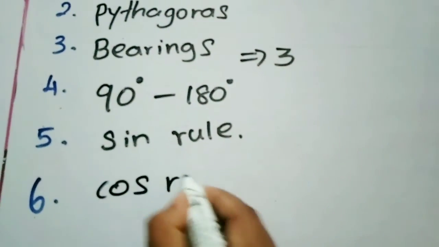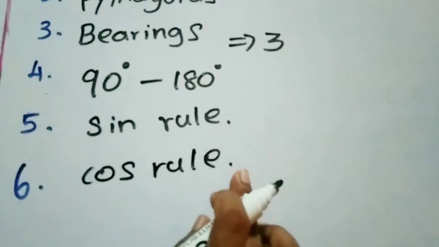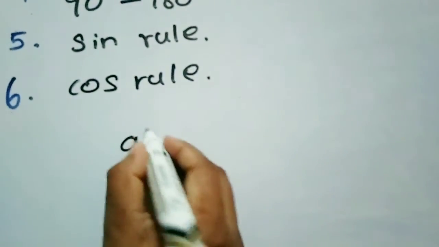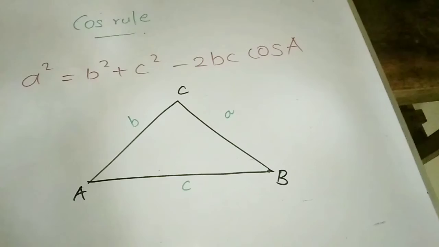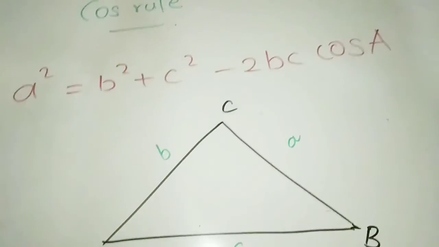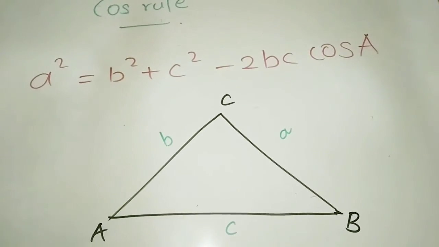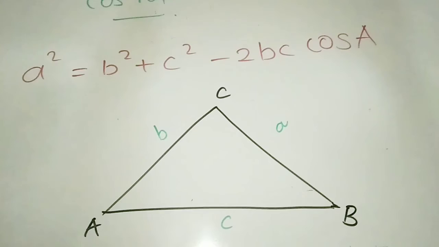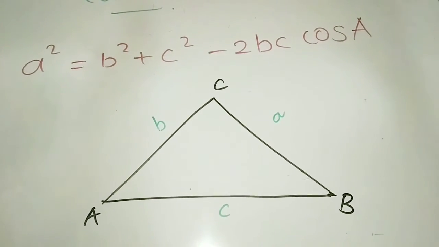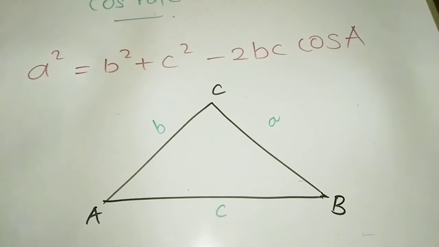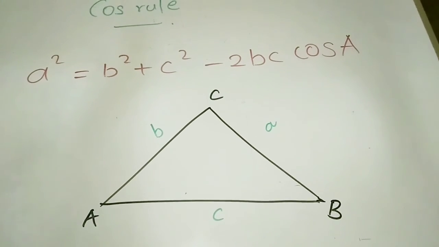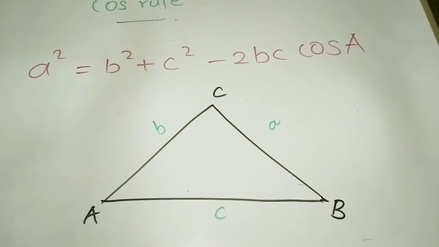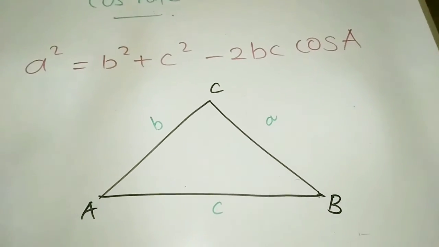Next thing we need to discuss is the cos rule. What is the cos rule? a square is equal to b square plus c square minus 2bc cos A in the same triangle ABC. From the next video, I plan to explain some past paper questions for the O-level Cambridge IGCSE syllabus.